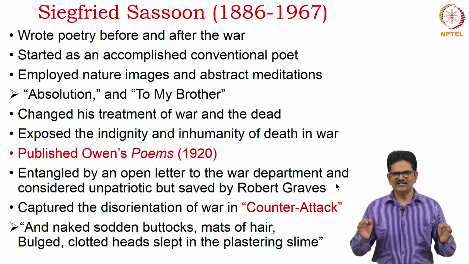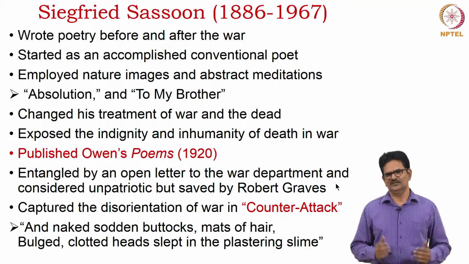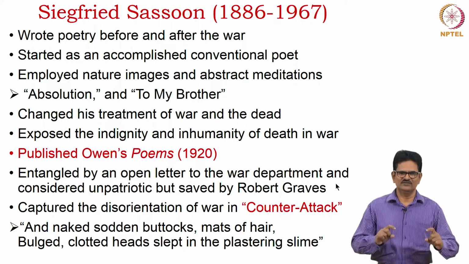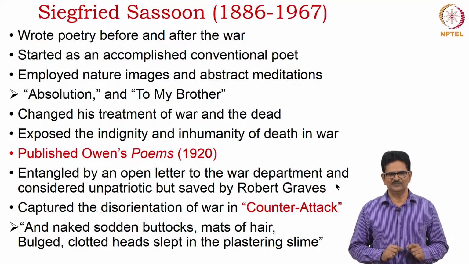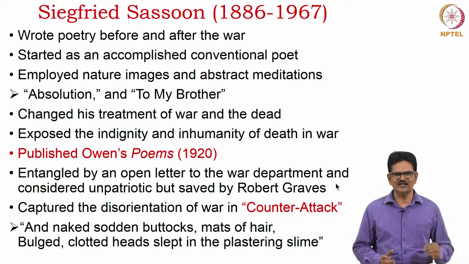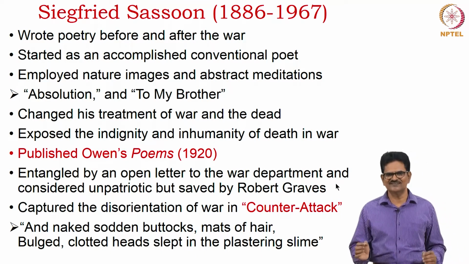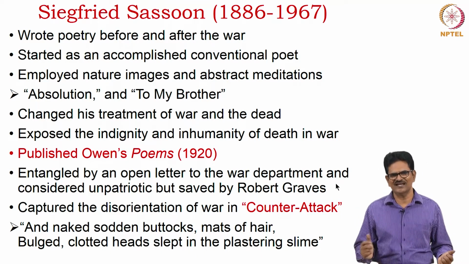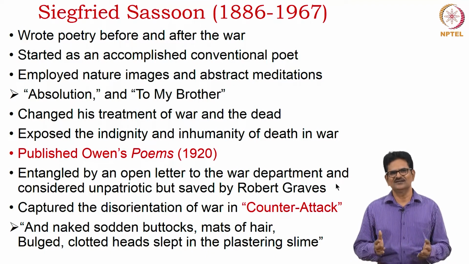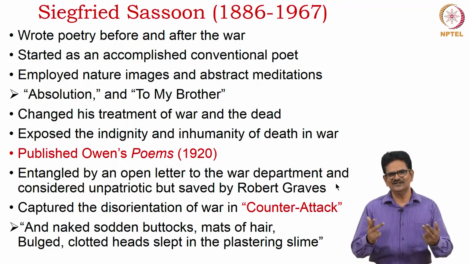Sassoon captured the disorientation of war in a poem which we referred to earlier called Counter Attack. Here we have two lines from this poem. "A naked sodden buttocks, mats of hair, bulged, clotted heads slept in the plastering slime." We can see the image of destruction, death, disorientation, despair in these just two lines written by a war poet.